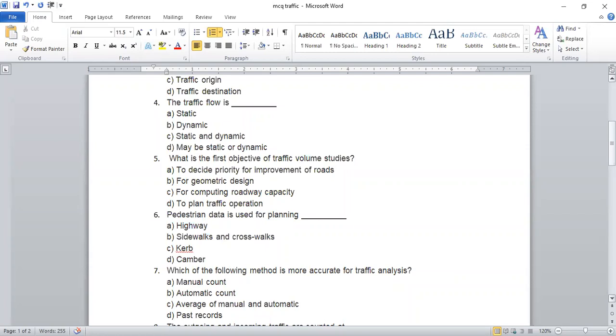What will be in the traffic? There are a number of forces acting, that are the dynamic forces. So this flow comes under the dynamic situation. So that is option number two, dynamic. The traffic flow is dynamic.